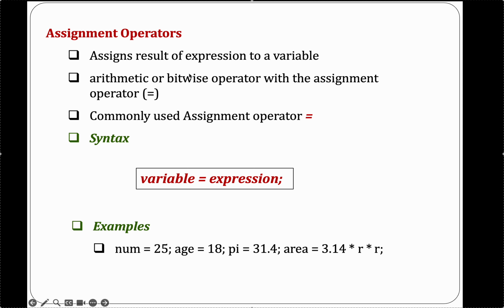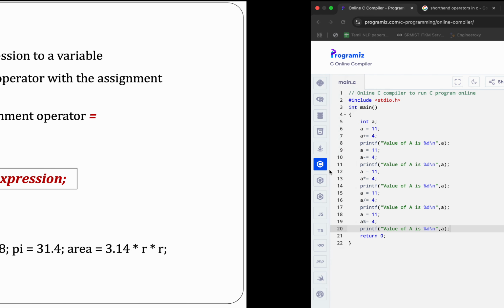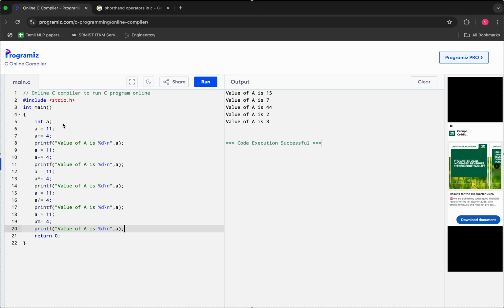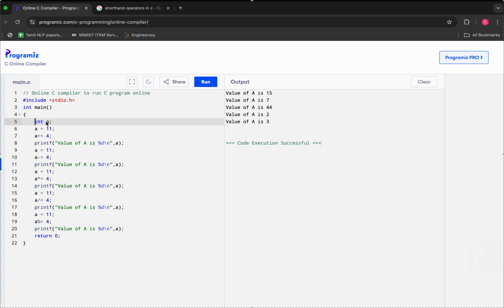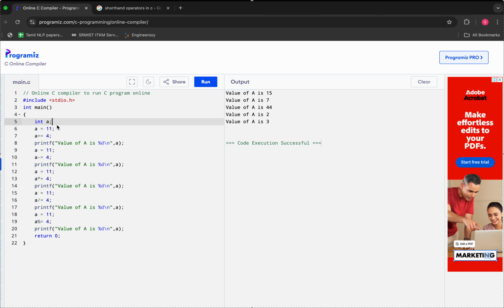Arithmetic operator or bitwise operator can be combined with the assignment operator. Okay, so that's the example. Look at this program. First I have declared a variable named a. I am assigning a value of 11 to the variable. And this is the actual meaning: a plus equal 4, which means a equal a plus 4.